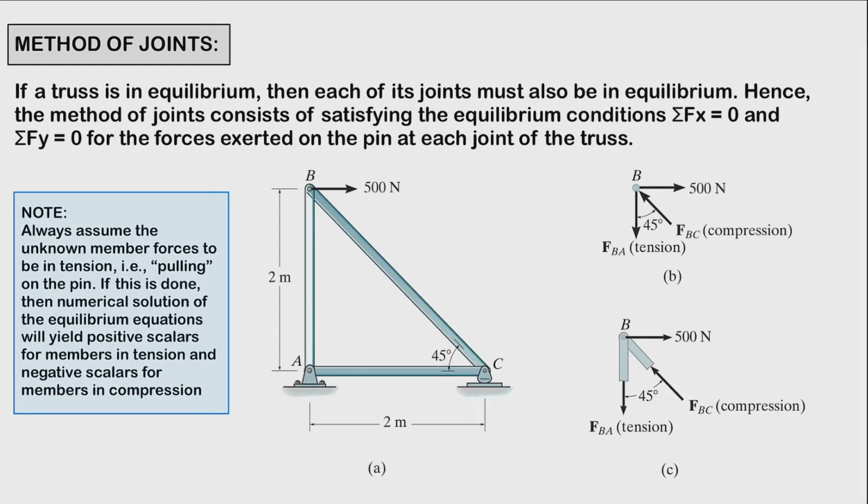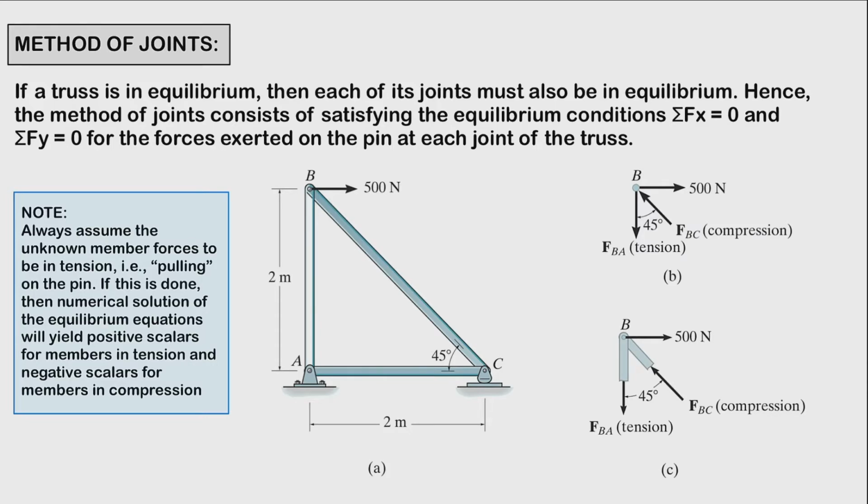Okay, so let's start discussing the different methods that we could apply when analyzing our trusses. So the first one is the method of joints. So if a truss is in equilibrium, then each of its joints must also be in equilibrium. Hence, the method of joints consists of satisfying the equilibrium conditions of summation of forces along the x-axis being 0 and summation of forces along the y-axis being equal to 0 for the forces exerted on the pin at each joint of the truss.